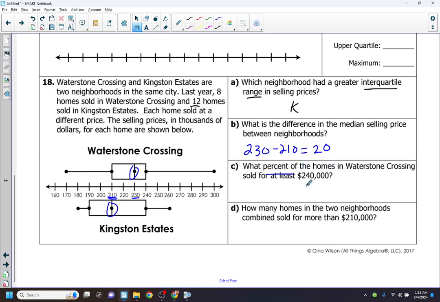What percentage of the homes is at least 240K? So what percentage is at Waterstone, at least 240K? So remember, each section here, no matter how big or small, is 25%. So this is 25%, this is 25%, that's 25%, this is 25%. Since I want at least 240K, I want anything bigger than 240K, which is only this part, the straight line on the outside, so that's 25%.